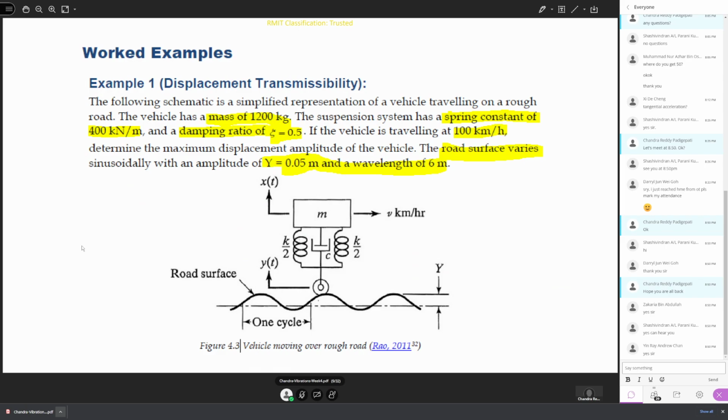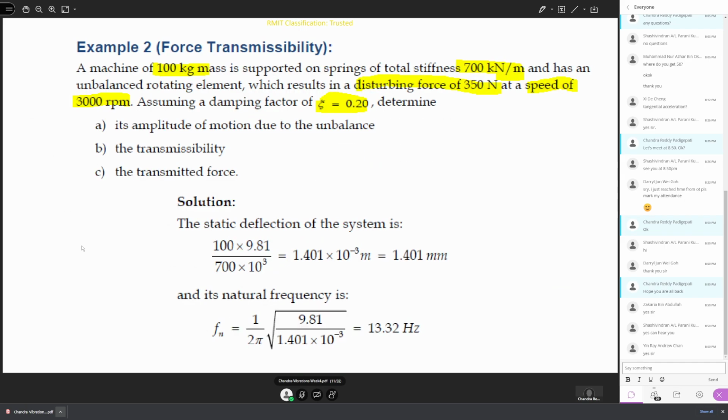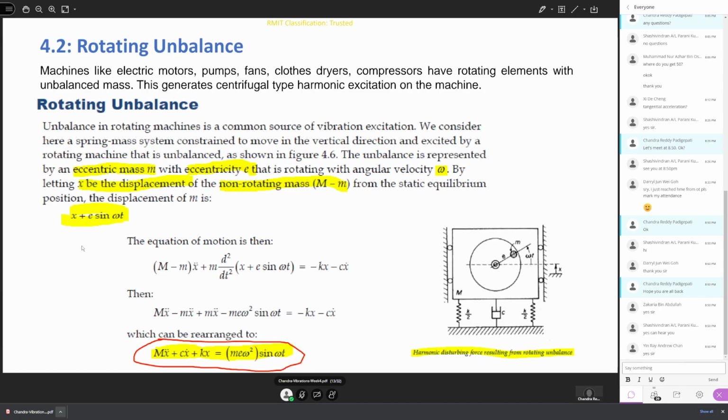Okay, then we have looked into a couple of questions. After that, we looked into unbalance due to a rotating mass. So this is due to a rotating mass. The first part is due to the base moment. Now here, due to a rotational motion within the system, so due to unbalance in terms of the mass.